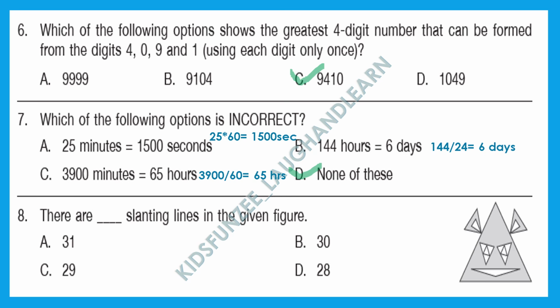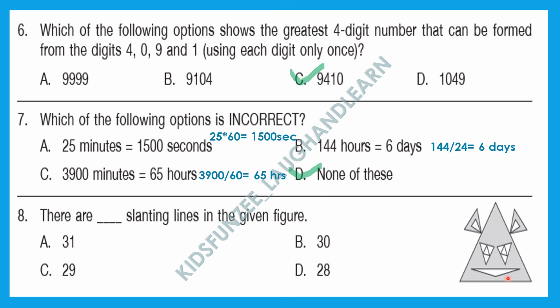There are dash slanting lines in the given figure. Let's find out. So we can see 1, 2, 3, 4, 5, 6. 6 slanting lines are here because they are not horizontal, they are not vertical, they are slanting lines. Same way 6 are here. So 6 plus 6, 12. We got 12, 13, 14, 15, 16, 17, 18, 19, 20, 21, 22, 23, 24, 25, 26, 27 and 28. So in total there are 28 slanting lines.